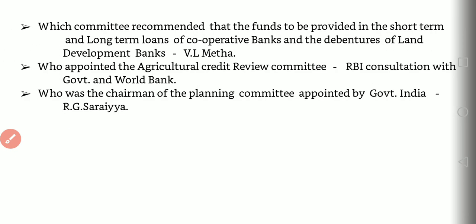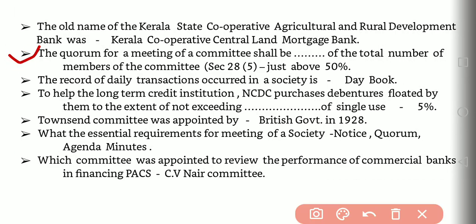Next, quorum for a meeting of a committee shall be dash of the total number of members of the committee. The answer is just above 50%. It was explained in section 28 subsection 5 of Kerala Cooperative Society Act of 1969. Next, the record of daily transactions occurred in a society is day book.